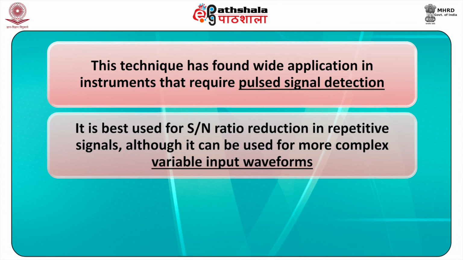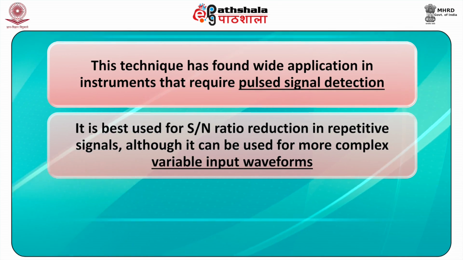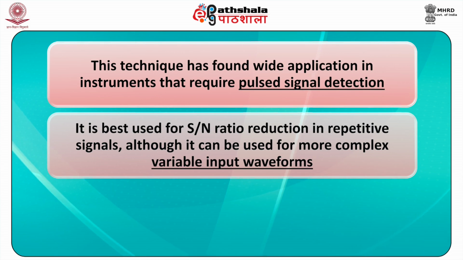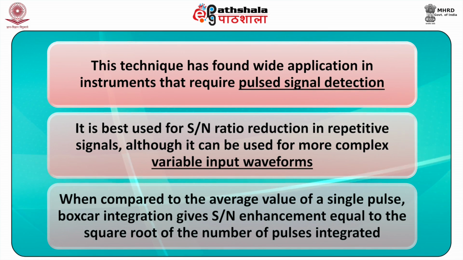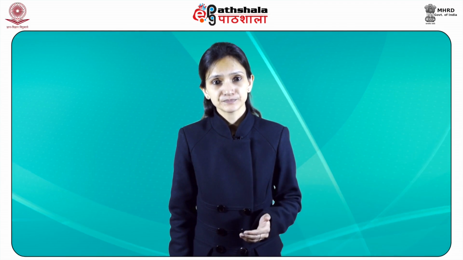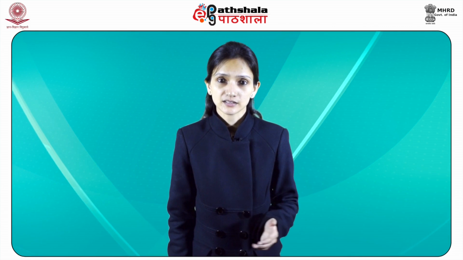It is best used for S/N ratio enhancement in repetitive signals, although it can be used for more complex variable input waveforms. When compared to the average value of a single pulse, boxcar integration gives S/N enhancement equal to the square root of the number of pulses integrated. Since noise accumulates during the sampling time, further increases in the S/N ratio result from the shortened total sampling time of the boxcar method as compared to the time required to average a single pulse.